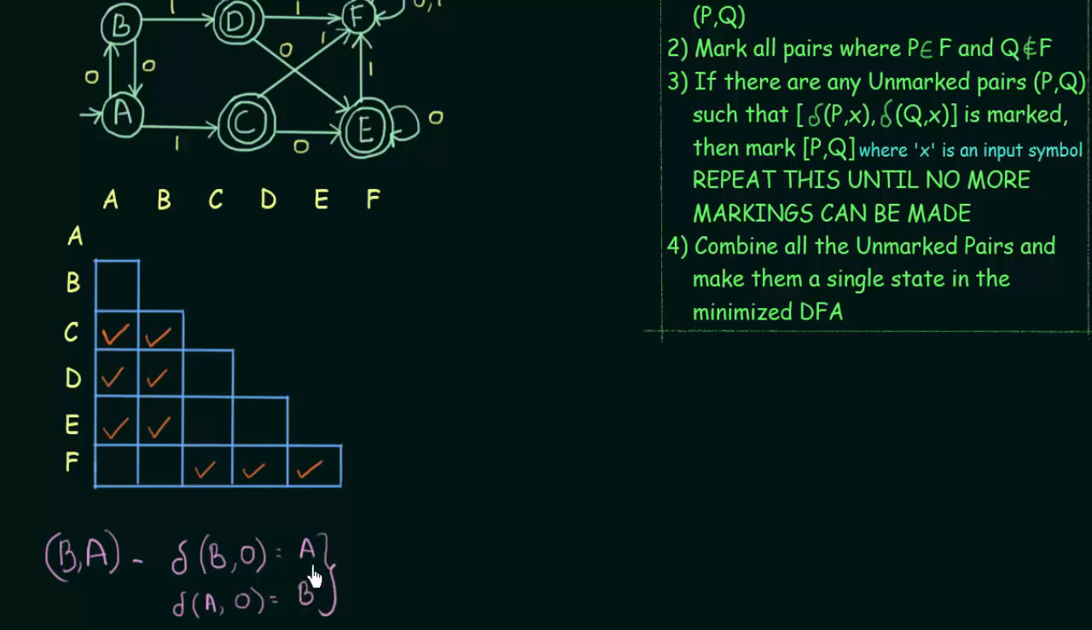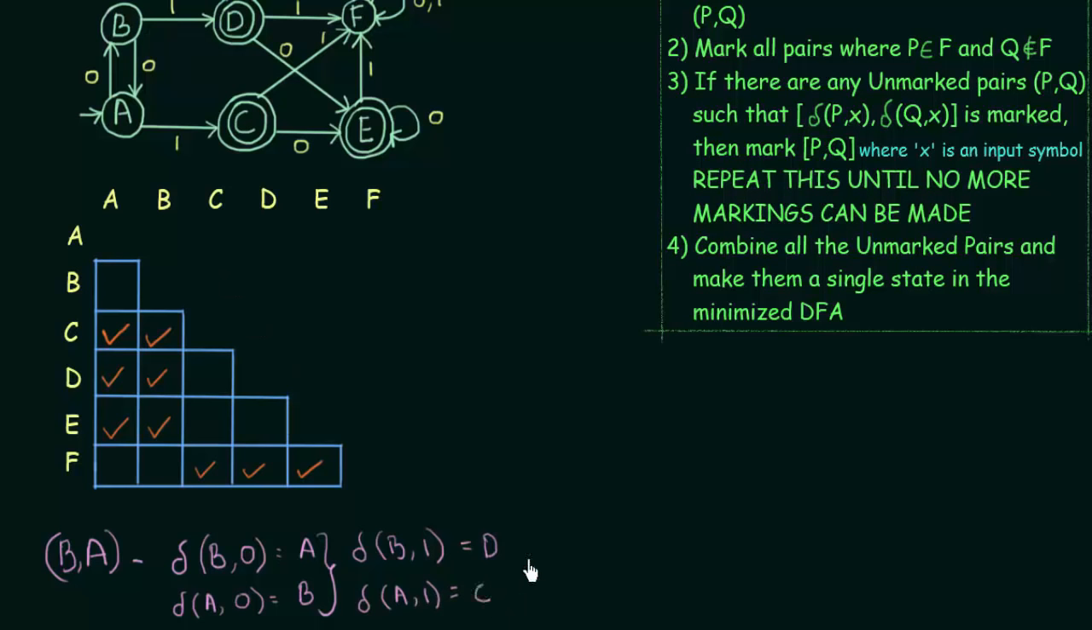Now you have to check in the table if AB is marked. So we look at the table, which is the cell for AB? This one. This is not marked, so we don't have to do anything. Okay. Next, we have now checked for input 0. Now let's check where does B go on input 1 and where does A go on input 1. B on input 1 goes to D and A on input 1 goes to C. Okay, so let's check this pair DC. Is DC marked in our table? This is DC. This is also unmarked, so you don't have to do anything.